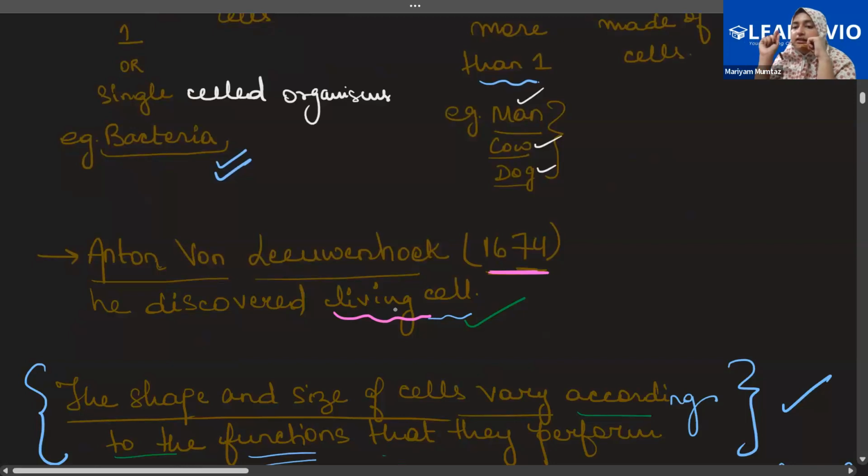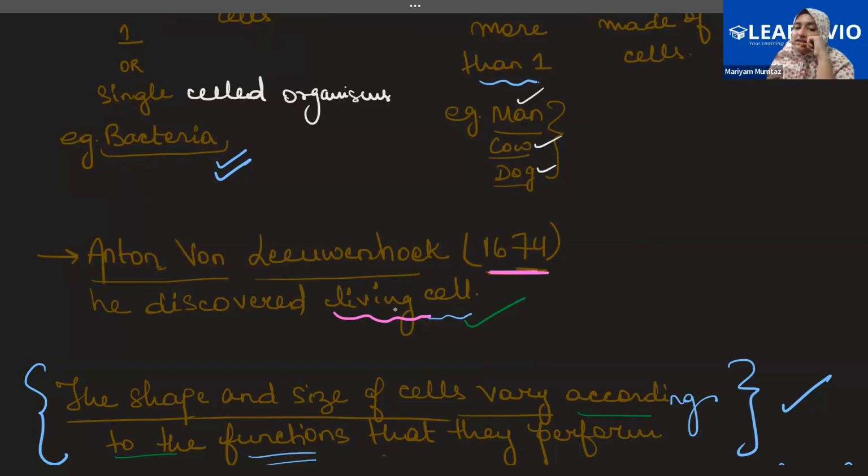All right. Robert Hooke discovered the cell. The first cell was discovered by him. But then came another scientist, and his name was Anton von Leeuwenhoek. In the year 1674, he discovered the living cell, the first living cell. Their names are extremely important to remember because they are asked almost everywhere. Robert Hooke and Anton von Leeuwenhoek are asked everywhere. This much is clear, students?